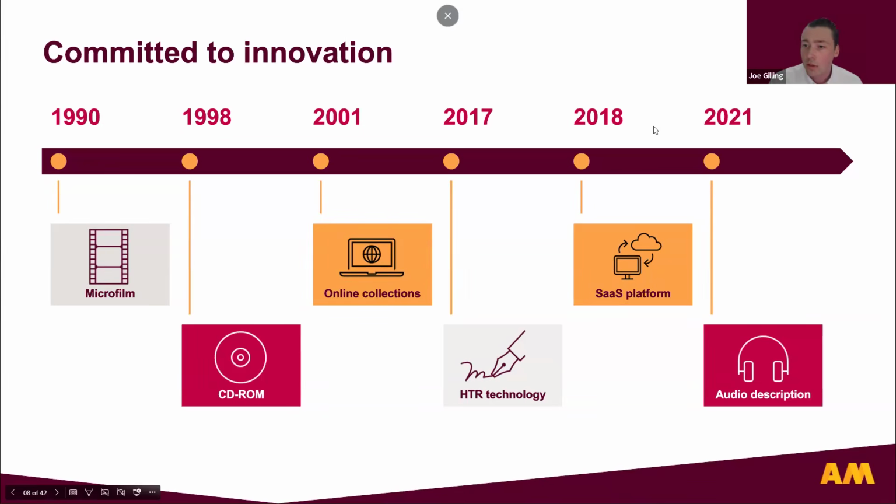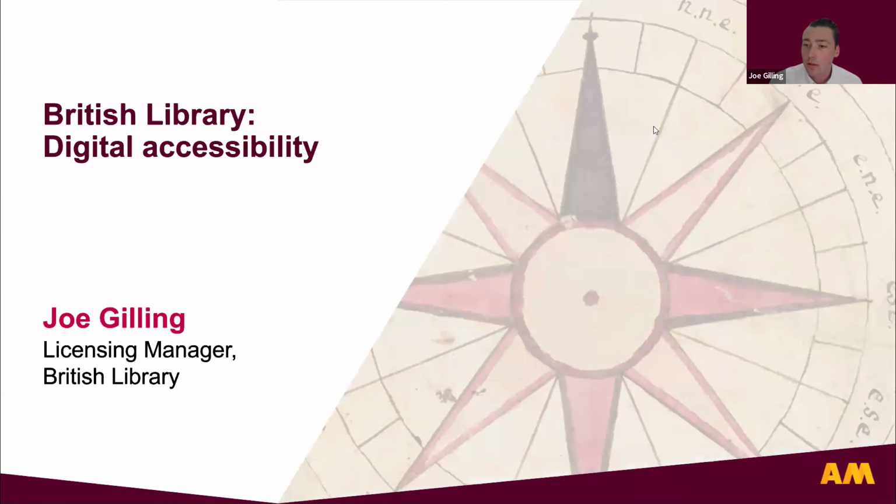Good afternoon, everybody, or more likely good morning, as I suspect for most of you on the call today. I am Joe Gilling, licensing manager here at the British Library. My job is to develop and work on the large-scale digitization partnerships we have with our various commercial partners around the world, including the likes of AM.